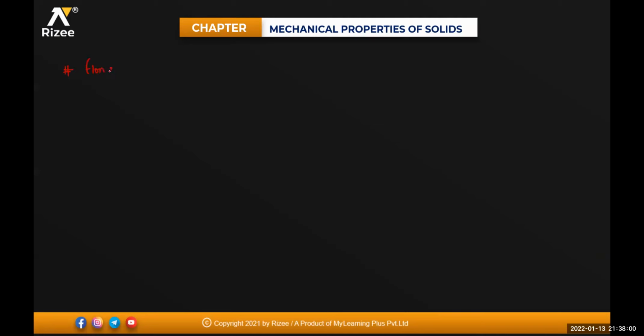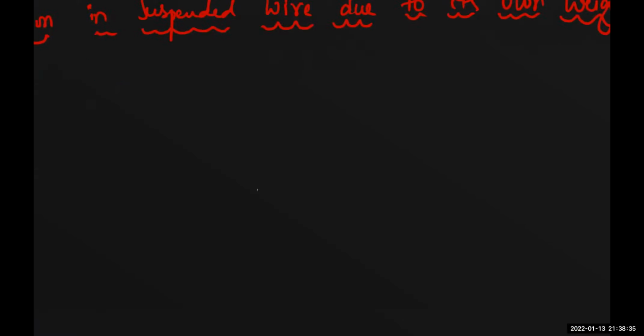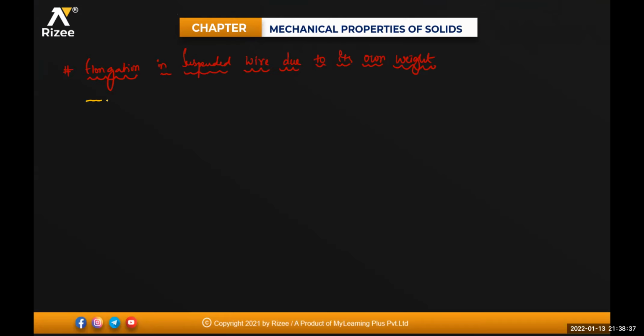So the next side heading is elongation in suspended wire due to its own weight. So we are talking about elongation in a suspended wire due to its own weight. That means we have got a wire which is being suspended and it is elongating on its own part. So this is your wire.